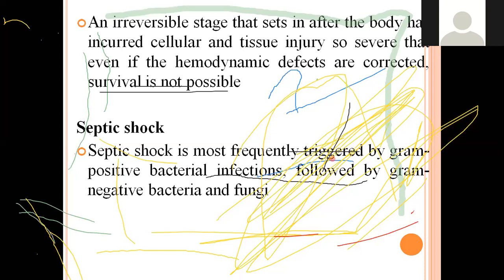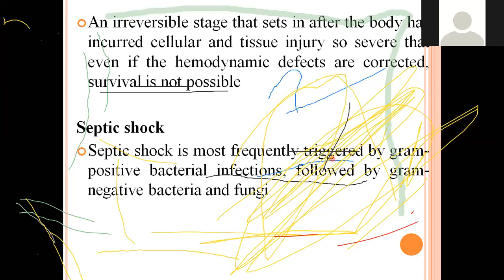Septic shock is most frequently triggered by gram-positive bacterial infection, followed by gram-negative bacterial and fungal. The gram-positive infection bacteria can cause it. Likewise, the gram-negative bacteria can cause it, but mostly it is as a result of gram-positive bacterial infection.